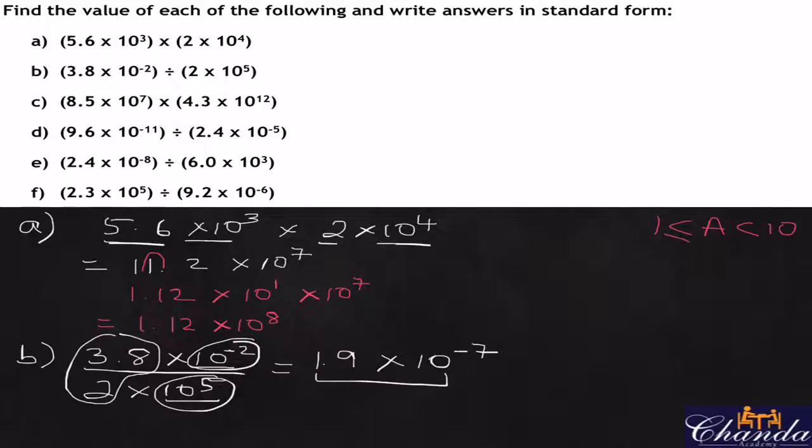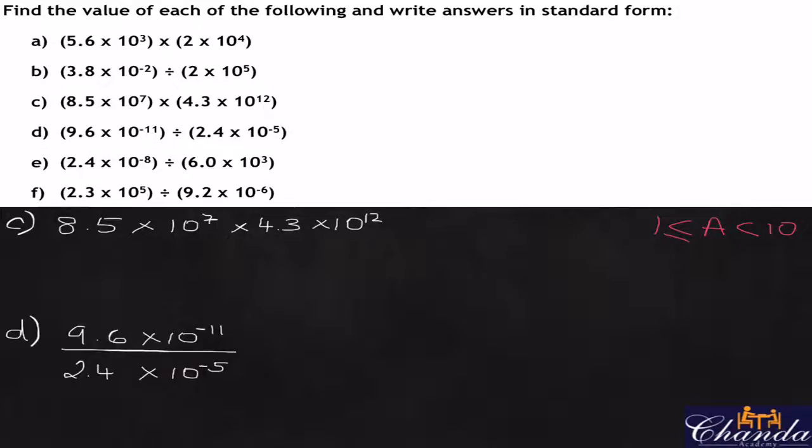Let's move into questions C and D. Okay, so we have 8.5 times 10 to the power of 7 times 4.3 times 10 to the power of 12. So let's multiply 8.5 and 4.3, which gives us a value of 36.55 times, then let's multiply 10 to the power of 7 and 10 to the power of 12. So just according to the first index law, we simply add the powers, so that makes it into 10 to the power of 19.